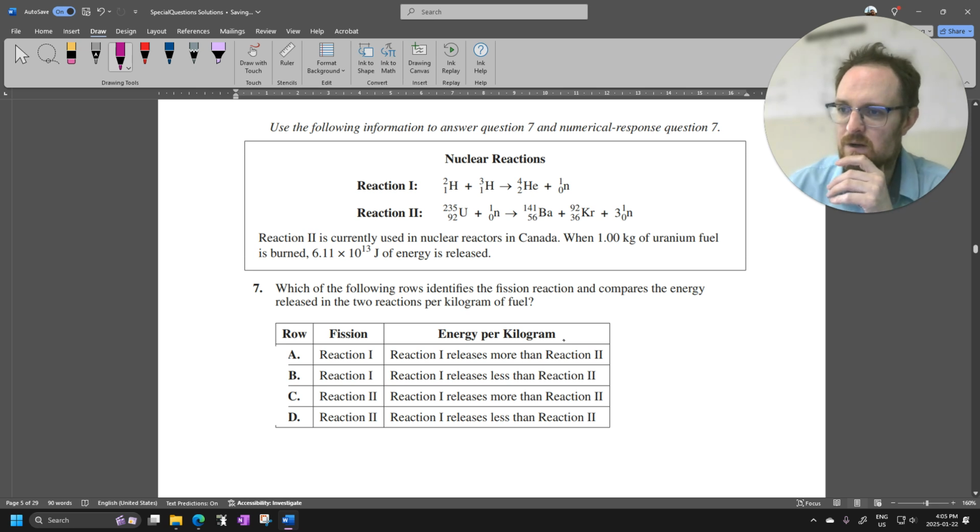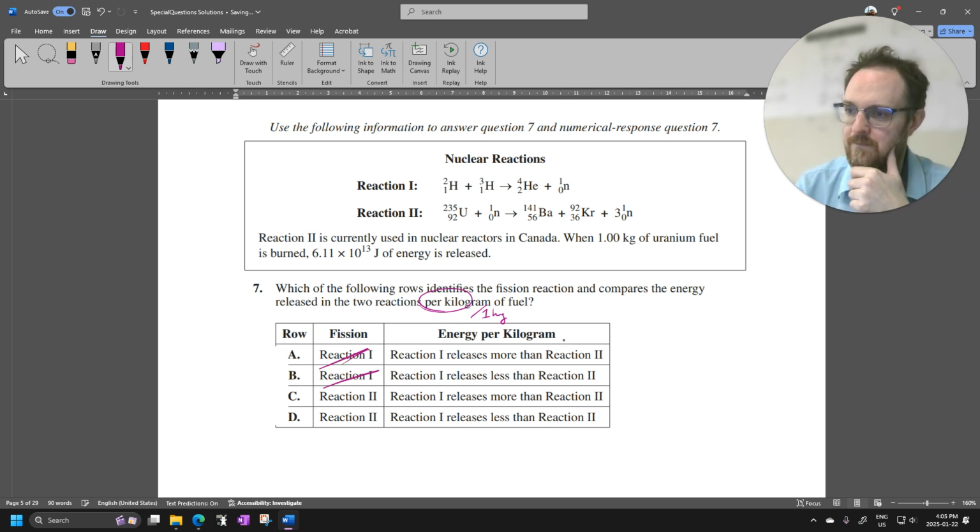So this is per unit kilogram, so per kilogram, or 1 kilogram. Based on these two reactions, which one's going to have more? First of all, which one's the fission reaction? The fission reaction is reaction 2, right? Because it's taking a bigger and turning into a smaller. The top one's a fusion. And reaction 1 will release more because it is fusion. Fusion is always more.